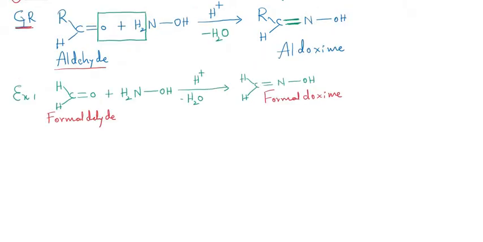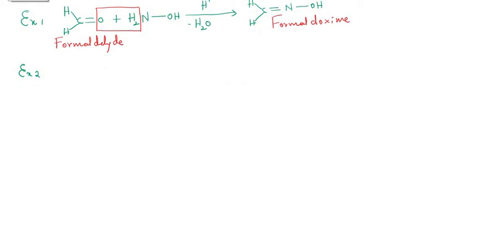So I have taken here example 1 with formaldehyde. Formaldehyde, when treated with hydroxylamine, there is a loss of this H2O, and our product is formed, that is called formaldoxime.